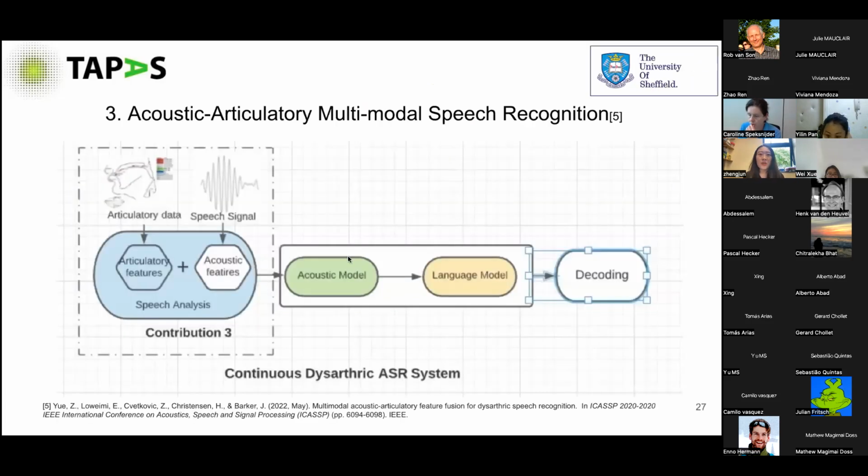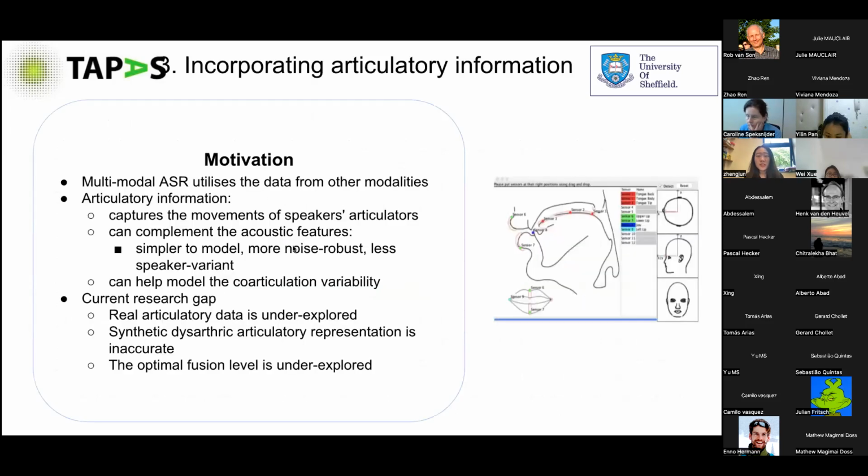And in this work, we combine these two features, and we tried different methodologies and different fusion levels to fuse them. Because of time limitation, I will just briefly introduce the motivation. Compared with acoustic information, articulatory information can capture the movement of speakers' articulators and can complement the acoustic features because it's simpler to model, more noise robust, and less speaker variant. It can also help model co-articulation variabilities.